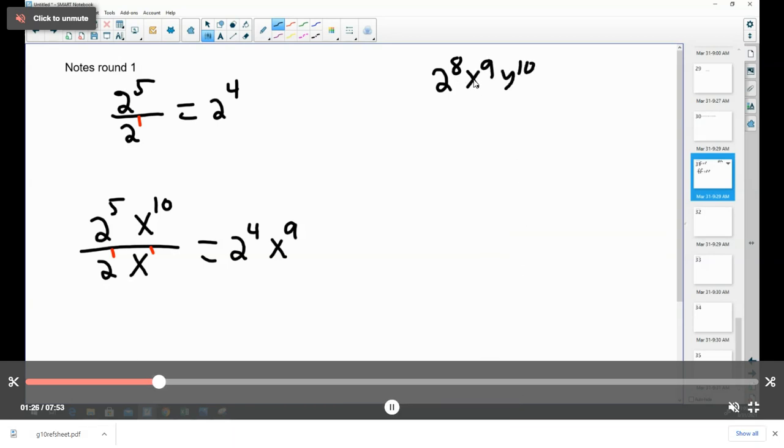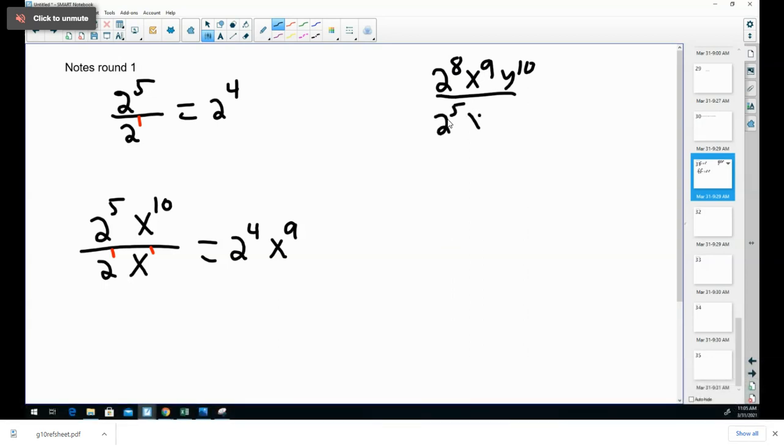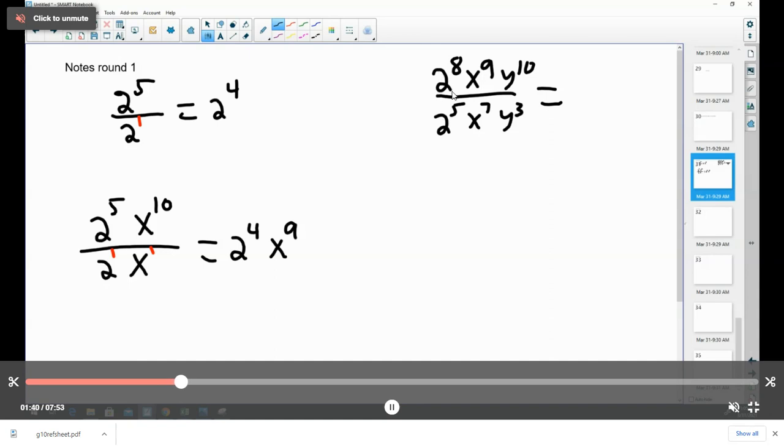Now we have 2 to the 8th, x to the 9th, y to the 10th, over 2 to the 5th, x to the 7th, y to the 3rd. So again, 2's with 2's. 8 minus 5 is 3. 8's bigger, so it stays on top. 9 minus 7 is x to the 2nd on top. Again, 9's bigger. And 10 minus 3 for the y's is y to the 7th on top, because again, 10 is bigger. So here we see the whole bottom's eliminated. We're left with just this without the fraction. The fraction was canceled out.